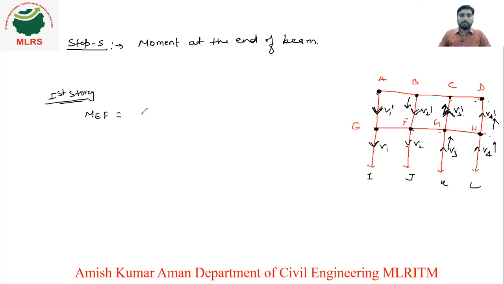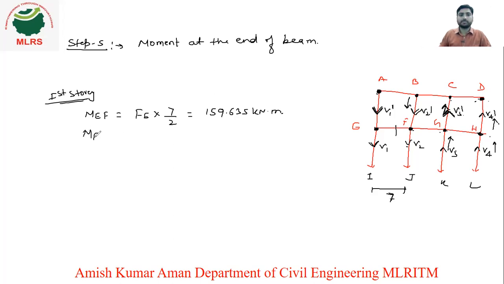So EF. What is the first point? E. So MEF will be nothing but FE, that is the shear at this joint, into half of the distance. What is the distance here? 7. This distance is 7, so 7 by 2, because you know the point of contraflexure lies at the center. That is our assumption. So if you calculate this, you will get FE into 7 by 2. 7 is this distance, so 7 by 2 will be at this point. So the moment will be 159.635 kilonewton meter.